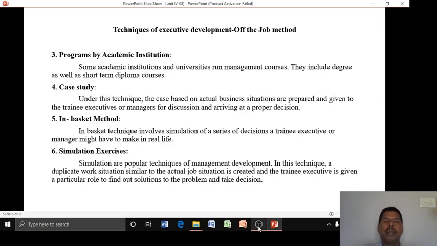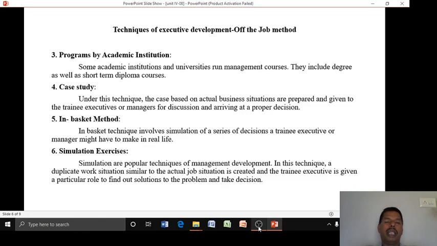Next one is program by academic institution. Some academic institutions and universities run management courses. They include degree as well as short-term diploma courses. I already mentioned that. Some PG courses, MBA, Master of Business Administration, MTA, Master of Tourism Administration, right? Like that. And again, certificate courses are there. Even from Swayam, you can get such kind of certificates and knowledge at the same time, not merely certificate.